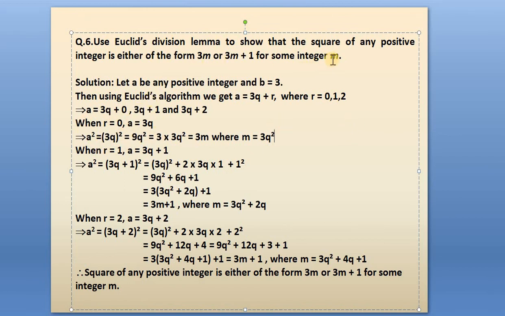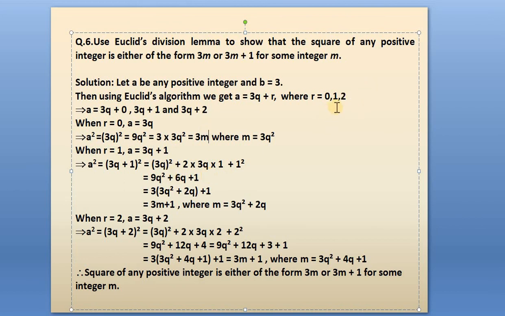a is equal to 3q, we need to square it because the question is to show that the square of any positive integer. So a is equal to 3q, then square it, that is a square is equal to 3q whole square. That is 3 square is 9 and q square, that is 9q square. A square is equal to 9q square, which can be written as 3 into 3q square because we want to get it in the form of 3m. So it is 3 into 3q square, that is 3 into m, where m is equal to 3q square. So the first part, when the remainder is 0, we find that the square of the integer is of the form 3m.